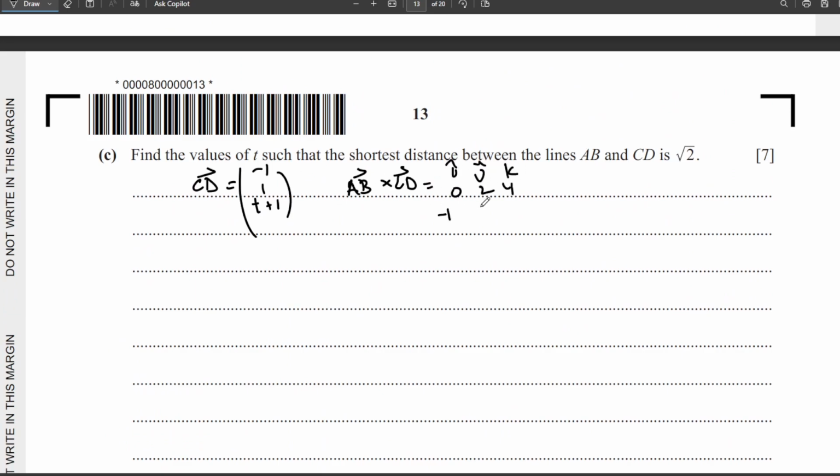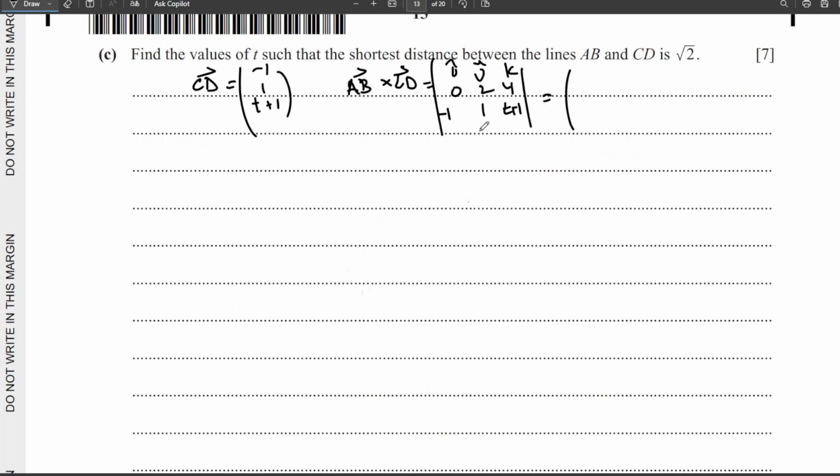I, J, K, 0, 2, 4, -1, 1, t plus 1. I cover: t, 2t plus 2 minus 4, that's 2t minus 2. J: 0 minus 4, so that's minus -4, that's positive 4. Then you have to multiply by a negative again because it's a J. Lastly, K: minus -2, so that's positive 2. And we don't care about the magnitude, so we simplify it to be this one. We only want the direction, so this is the same direction and the magnitude doesn't really matter.